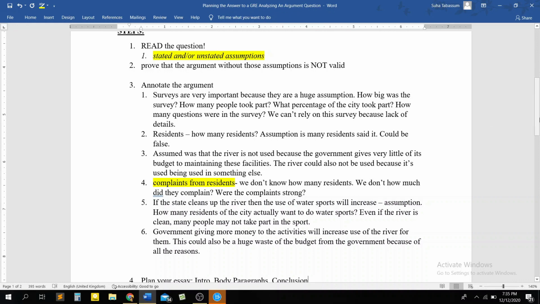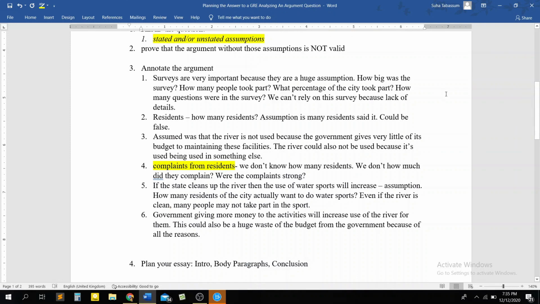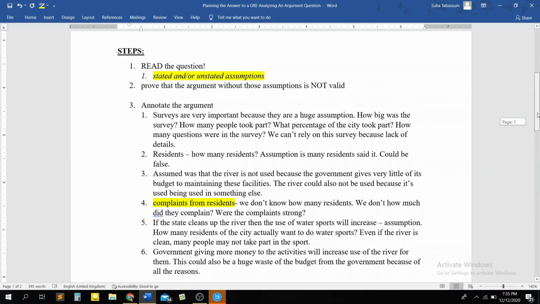And in the next video, we're going to be taking a look at a solution that I've written from these points. And I'm going to show you what I've written in the body paragraphs now. So thank you for listening, and stay tuned for the next video where I'm going to show you the sample answer.